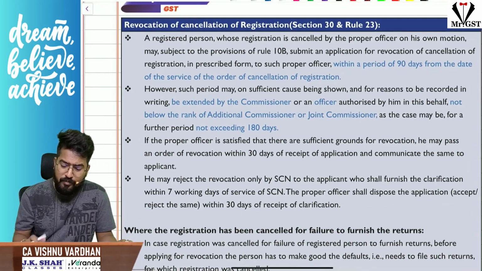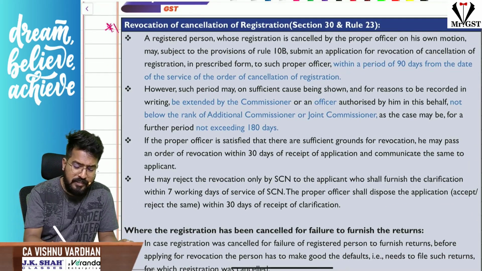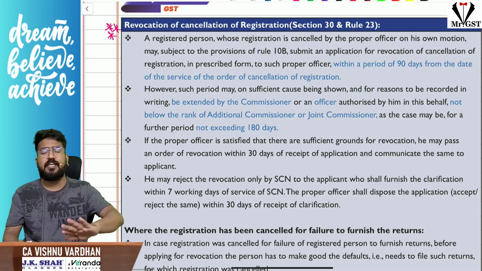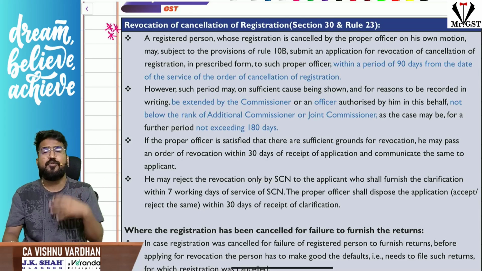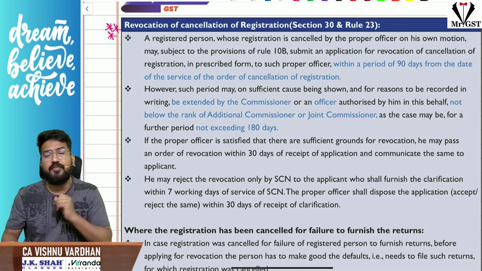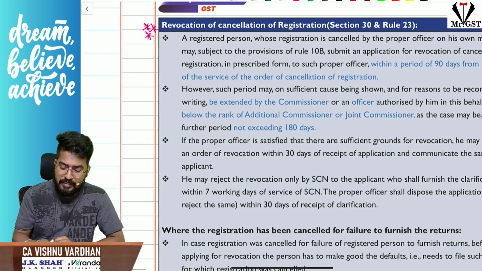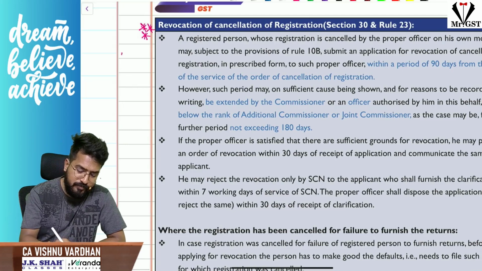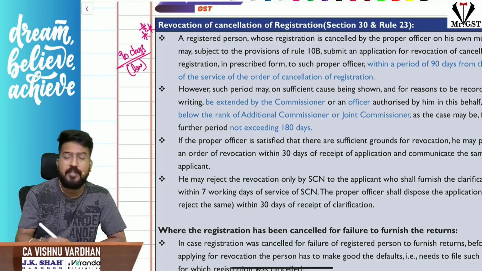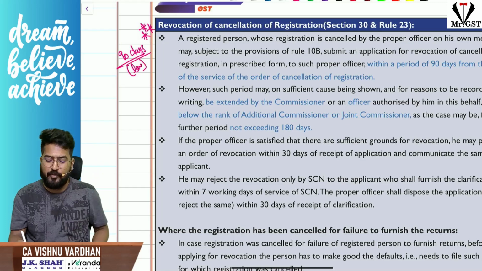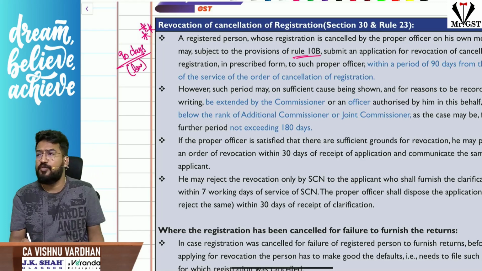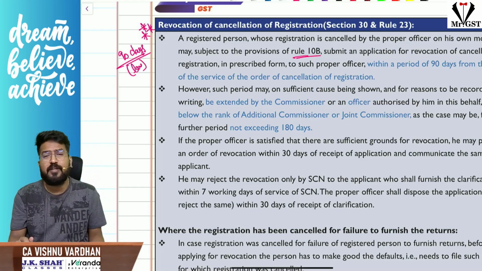Now the very important point is, sir, revocation of cancellation. Sir, your registration is cancelled. For that registration cancellation, we are asking for revocation. When we are asking for revocation, we should apply for revocation within 90 days. Within 90 days. But if you remember, if you have not done the other authentication, you cannot apply for revocation. That is rule 10B. If you have not complied with rule 10B provisions, sir, you cannot apply for revocation.